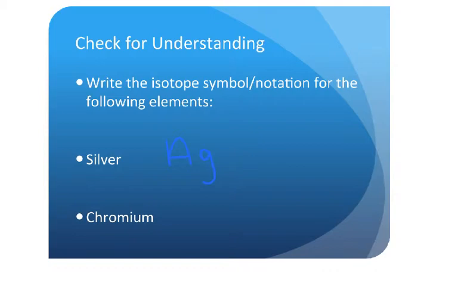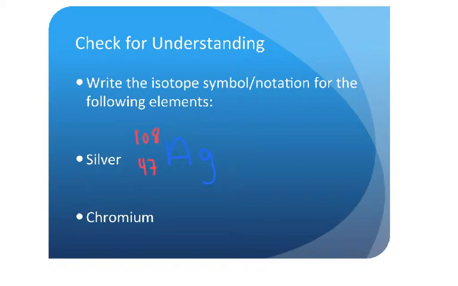Now, silver has an average atomic mass of approximately 107.87. We're assuming that we're dealing with an atom that's going to be close to the average, and therefore we're going to round the average atomic mass found on the periodic table to the nearest whole number, because remember, the mass number is always a whole number. So 107.87 is going to round up to 108. And then the number that goes on the bottom, remember, is the atomic number, or the number of protons. Silver is 47.